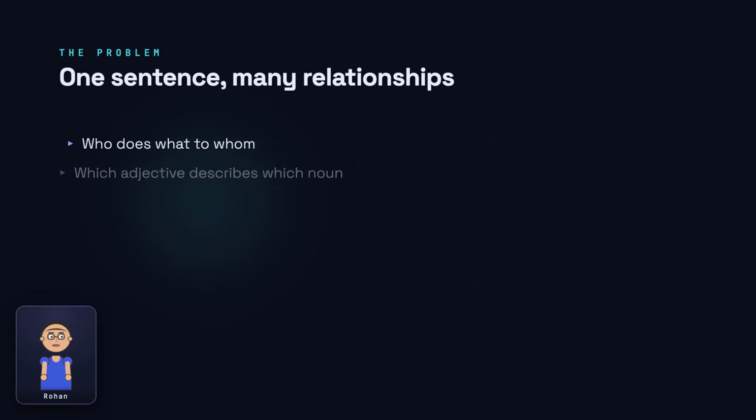Consider a single sentence. To understand it, a model must track several relationships at the same time. Who is doing the action, which describing words attach to which things, and what a pronoun like it points back to. These are different questions. Forcing one attention calculation to answer all of them is like using one highlighter for a whole textbook.